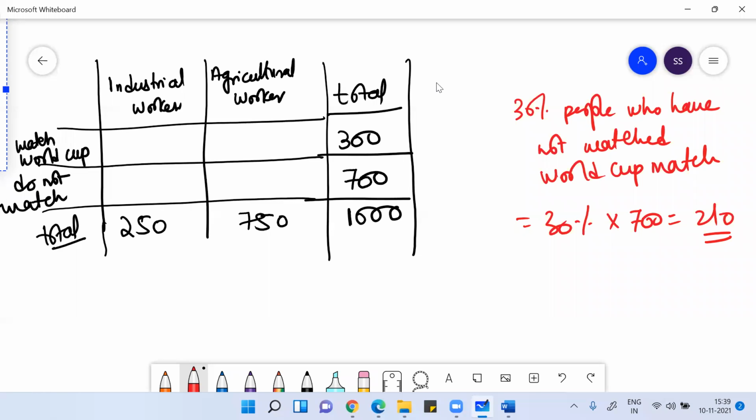30% of them. So 30% of that 700. So this 700, 30% of this 700, they were industrial workers. So remaining would be agricultural workers. 700 minus 210. I believe you'll get 490.